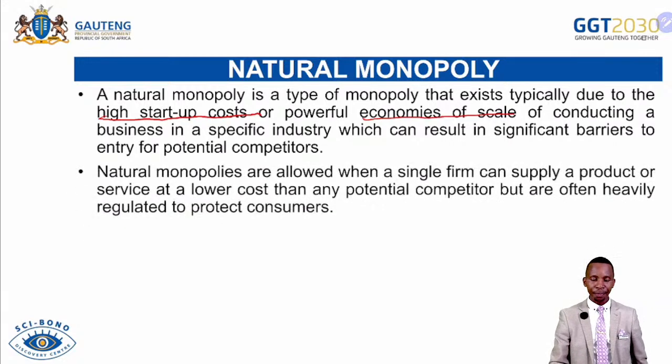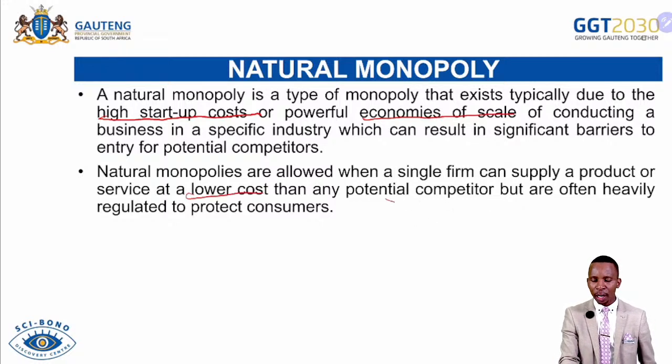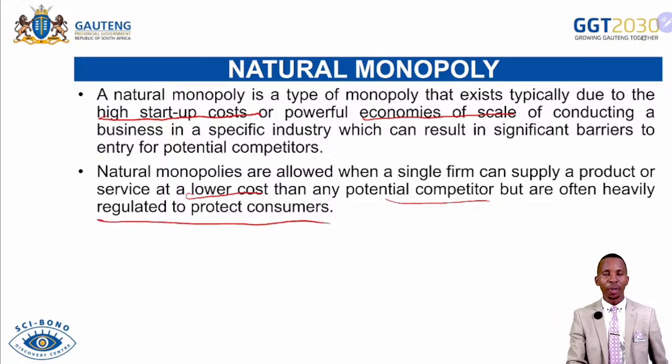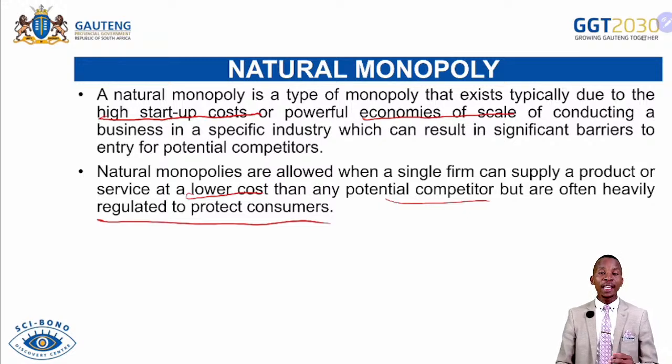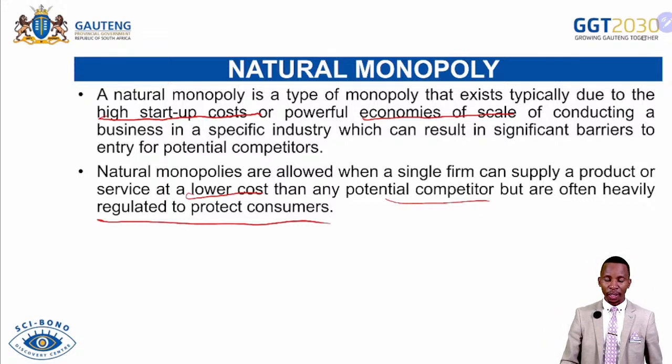natural monopoly. Natural monopolies are allowed when a single firm can supply the product or service at a lower cost than any other potential competitor, but are often heavily regulated to protect consumers. Like you see, Eskom in South Africa is regulated to protect consumers, because consumers should not be exploited with higher prices of electricity. Eskom is the one that is responsible to supply electricity for the entire electricity industry in the country. There is no other commodity that is available so far to supply electricity. So it becomes that kind of monopoly, which is the natural monopoly.